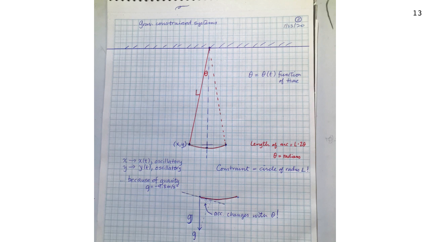So there's no such thing as horizontal gravity, but vertical gravity, yeah. And so now the thing is here, you're constrained to this circle. So the constraint is the circle of radius L.